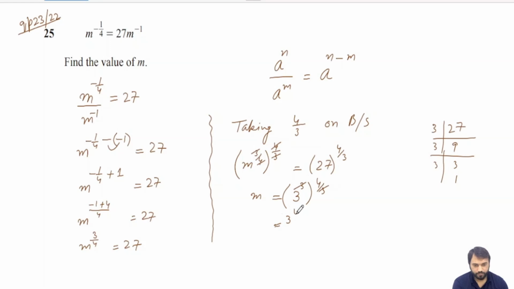We have 3 raised to power 4. 3 raised to power 4 means 3 times 3, 4 times. 3 into 3 is 9, 9 into 3 is 27, and 27 into 3 is 81. So we have 81. Our answer is 81. We have just found the value of n.